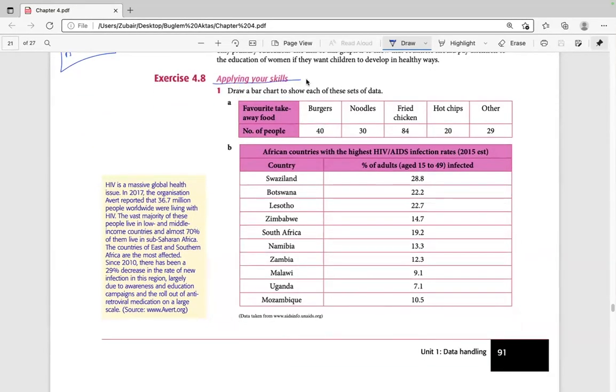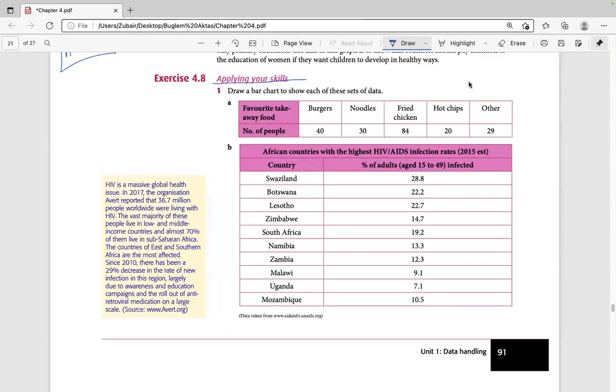Okay, this is an exercise now, applying your skills. Draw a bar chart to show each of these sets of data, one and two both. Favorite takeaway food: burger, noodle, fried chicken, hot chips, others, and number of people. On the other side, African countries with the highest. Okay, that's A and that's B. Draw a bar chart to show each set of data.